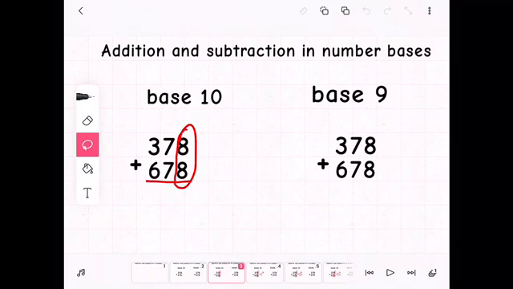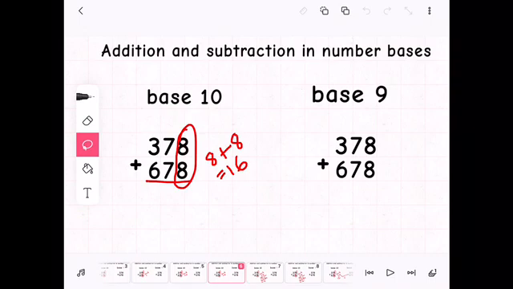678. As we all know, first you add the digits in the columns on your very right. That's the ones in base 10. So here you have 8 plus 8, and that gives us 16. Now you cannot write 16 in base 10. There's no digit for 16.